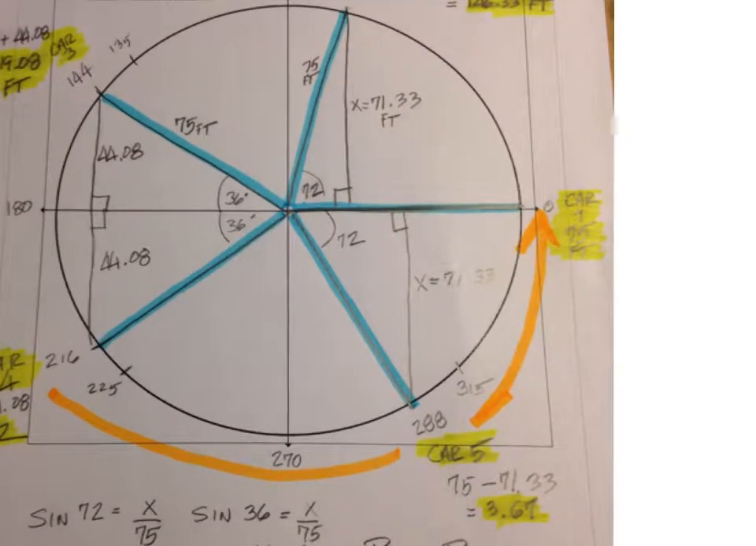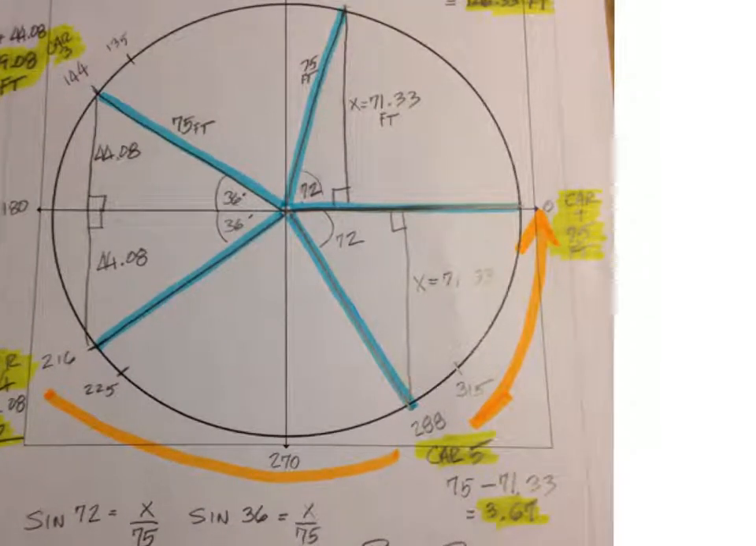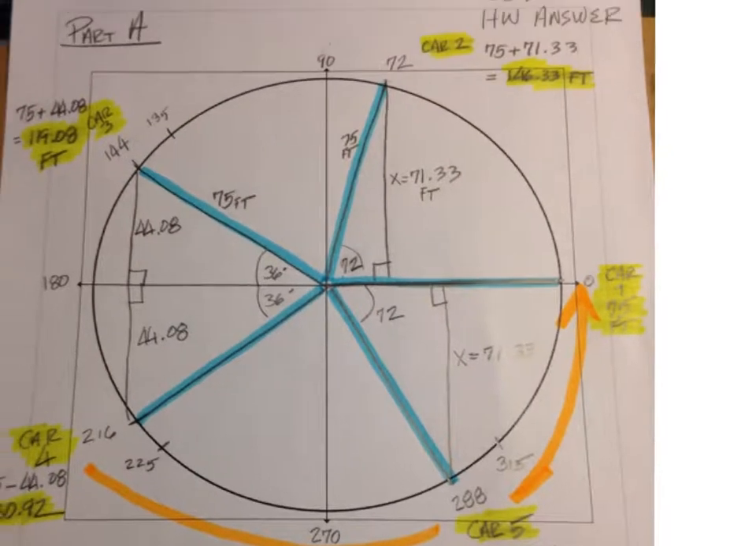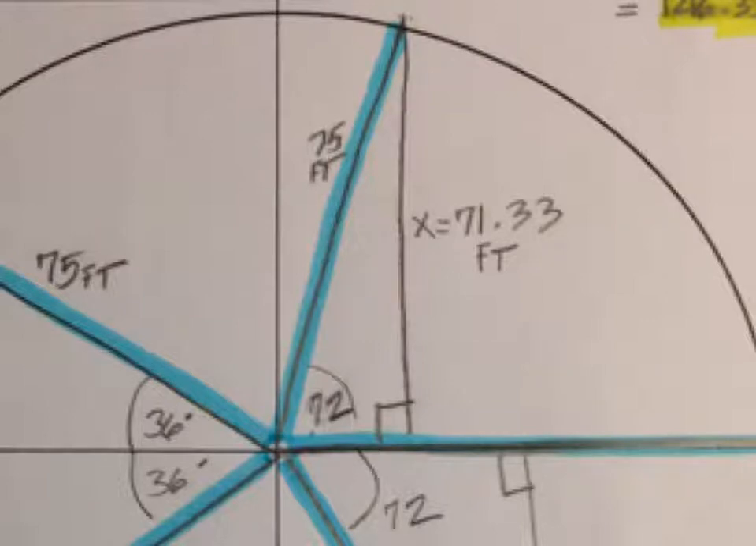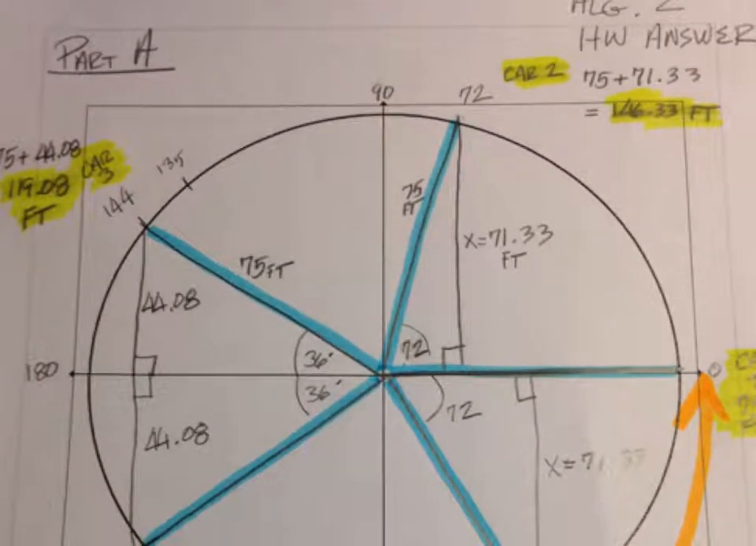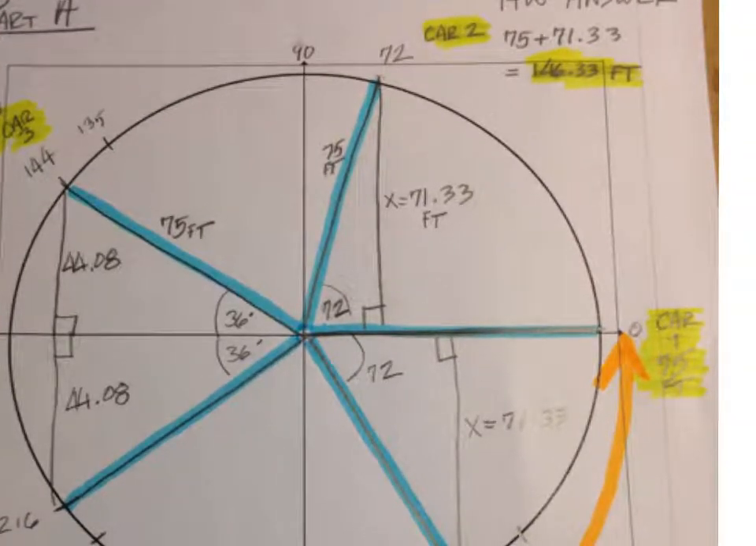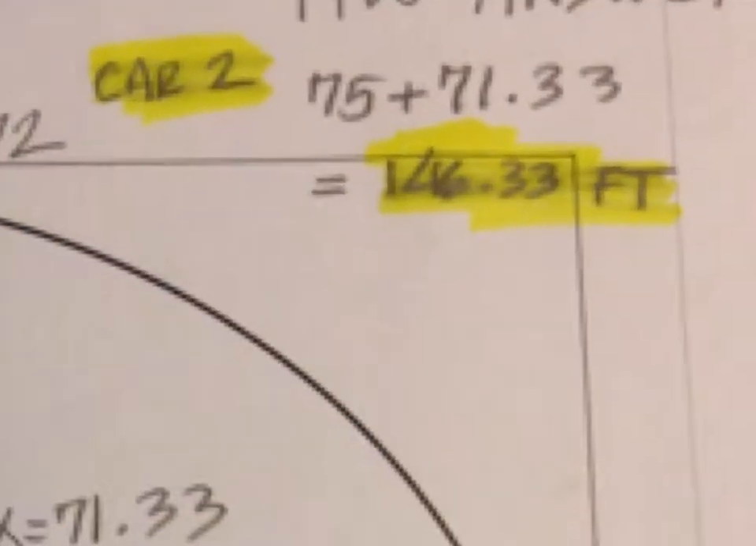Well, if the height of the Ferris wheel is 150, it only makes sense that car 1, which is directly in the middle, is 75. Here is the triangle for car 2. It's going to be sine 72 degrees equals x over 75. Solve it for x, and you come back with a value that you must add to 75 in order to get 146.33.